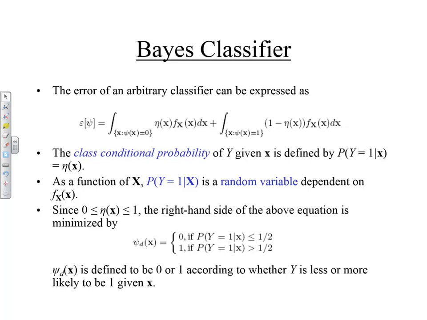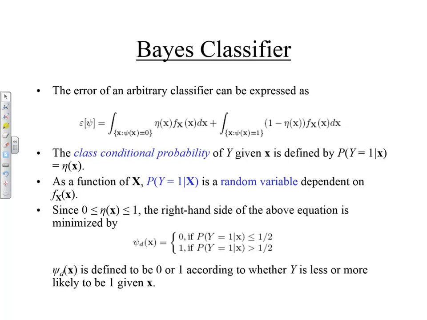So as a function of x, probability y equal to 1 conditioned on x is a random variable, right? That's true because you're conditioning on x, okay? So there's randomness with respect to x, right? So it's dependent on the marginal density of x. Now this quantity eta x, this is the probability y equal to 1 conditioned on x. So it's going to be a number between 0 and 1, right?